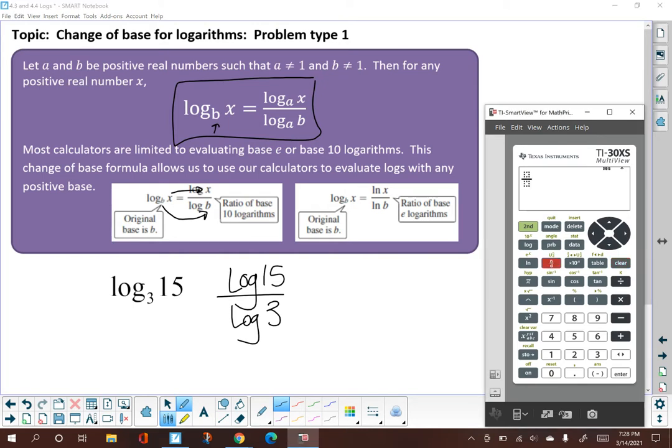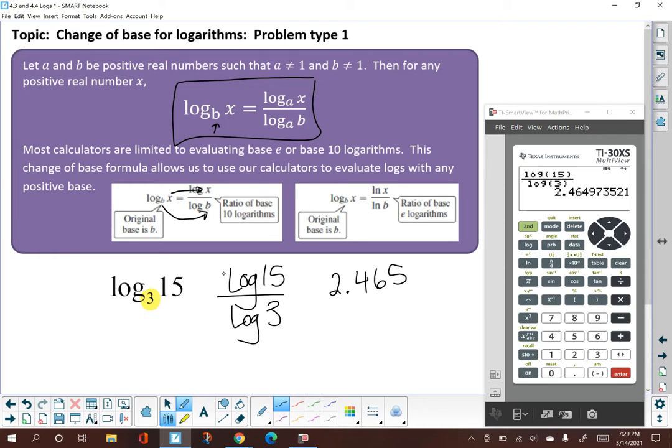And so if I did that in my calculator, this would be the log of 15 over the log of 3. So we changed it from a base 3 log into base 10 logs so that our calculator can evaluate it. And we get 2.465. Just watch how it asks you to round on this topic when you do it. I can't remember how many decimals, but that's 3 decimal rounding.